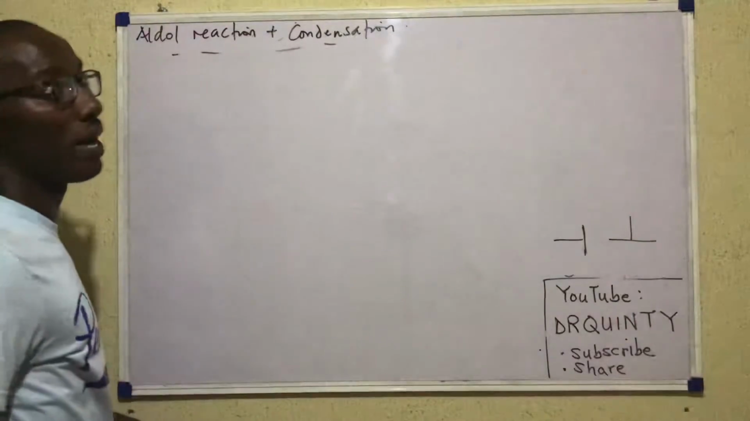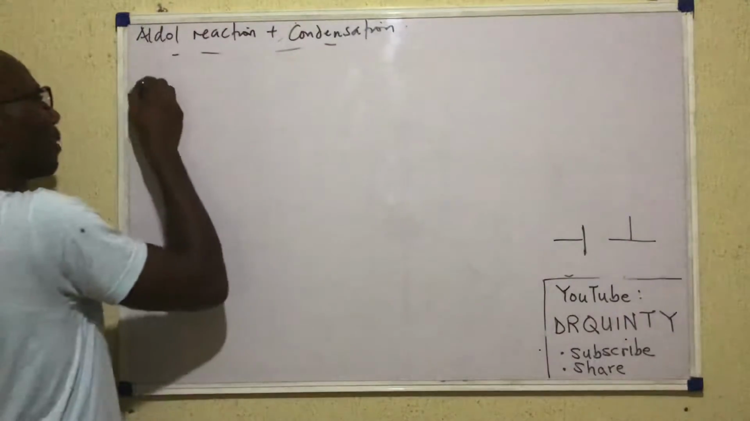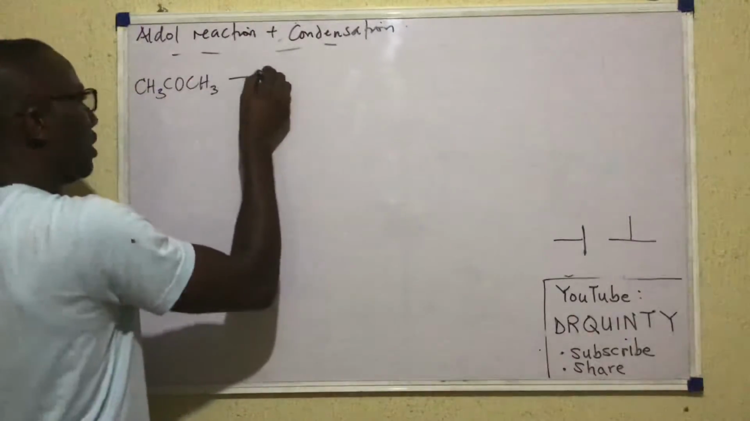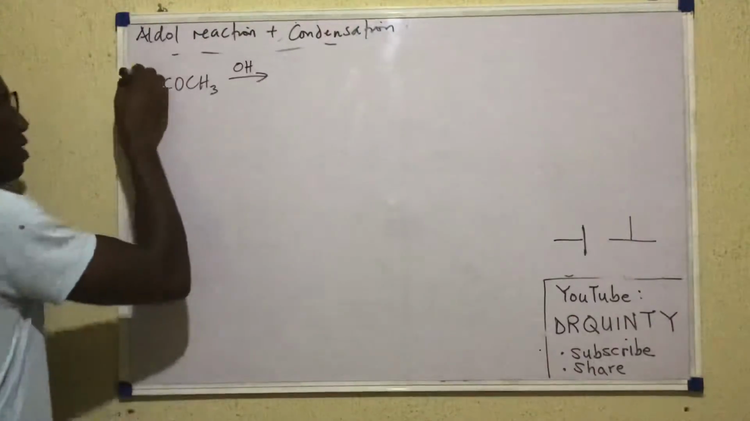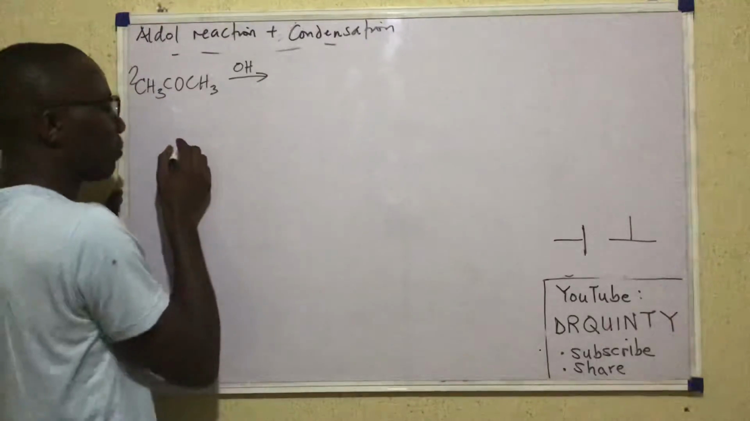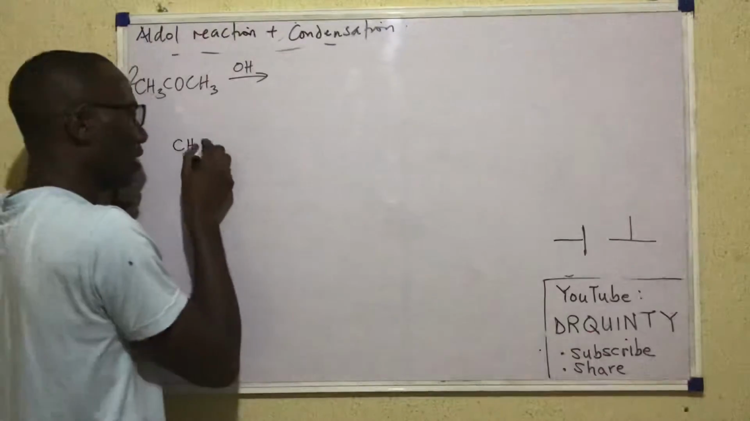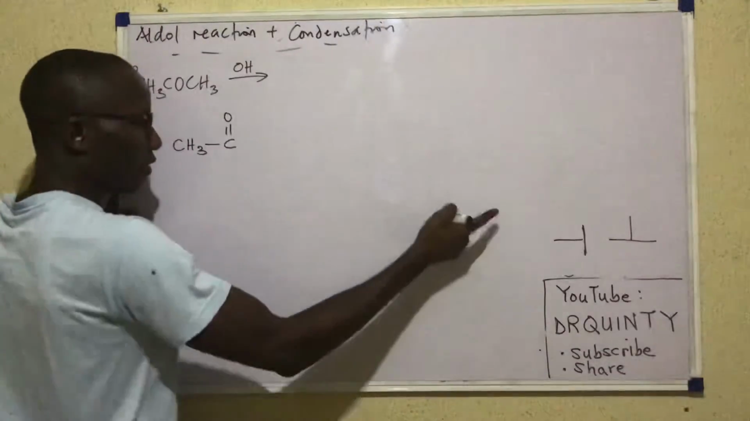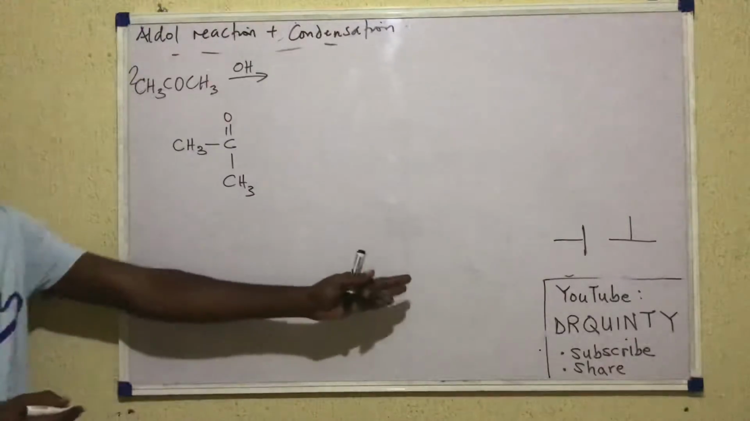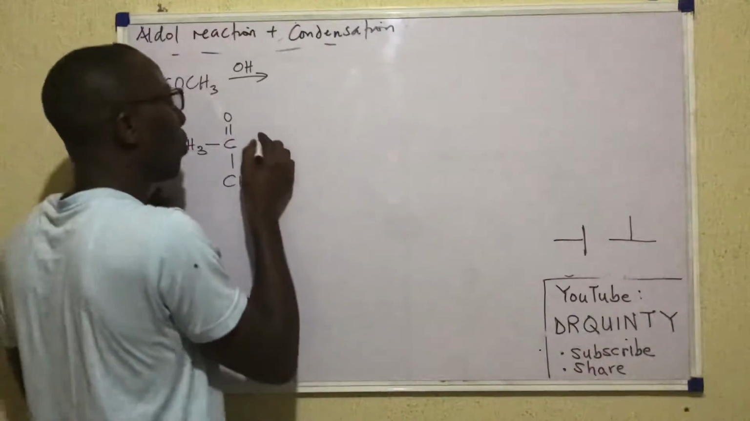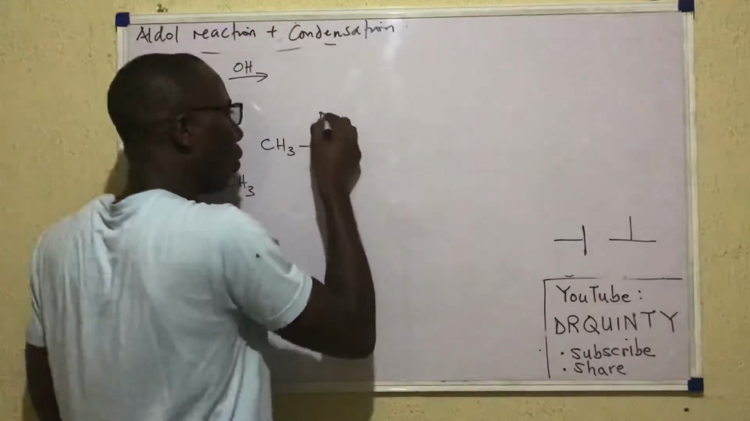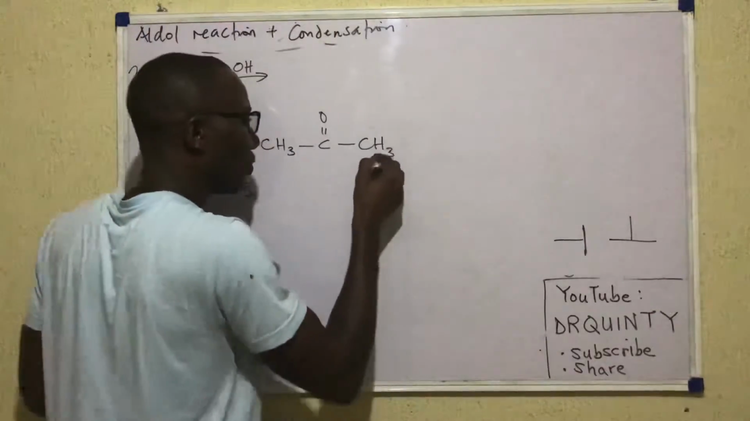Let's use propanone. So propanone is CH3COCH3 in the presence of base. They give me these 2 moles. How do I draw my product? I'll draw the first propanone to look exactly like the T there. So I have CH3 down. So this is the first one. You see it looks like that. Then the second one I will draw as CH3 again, CO, then CH3.